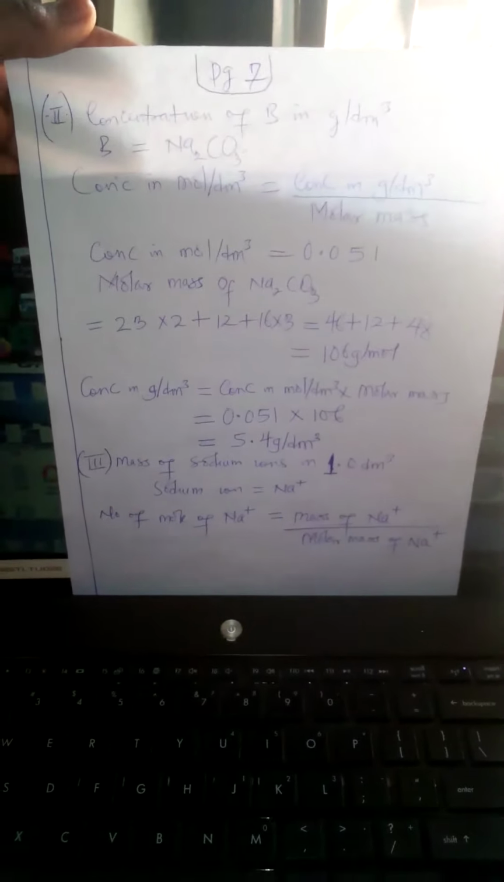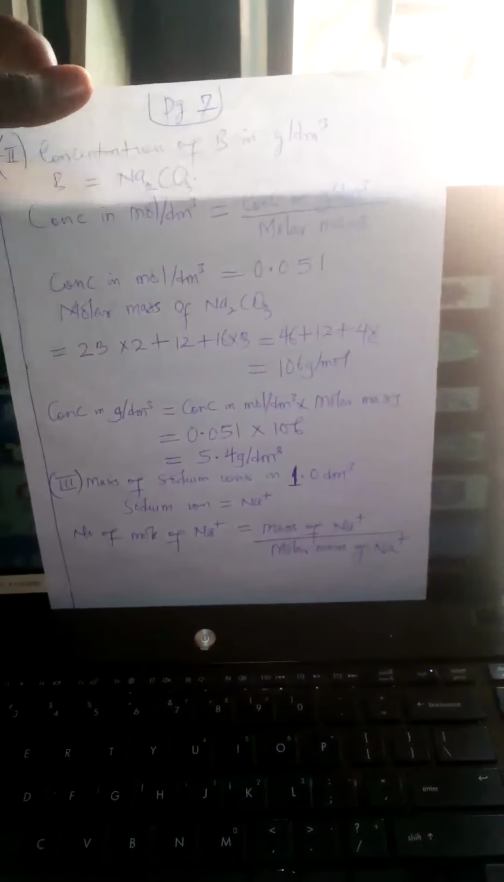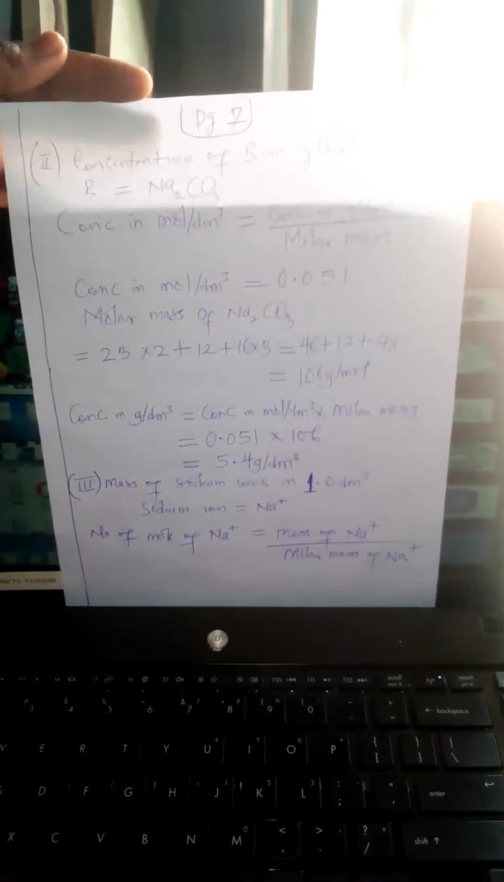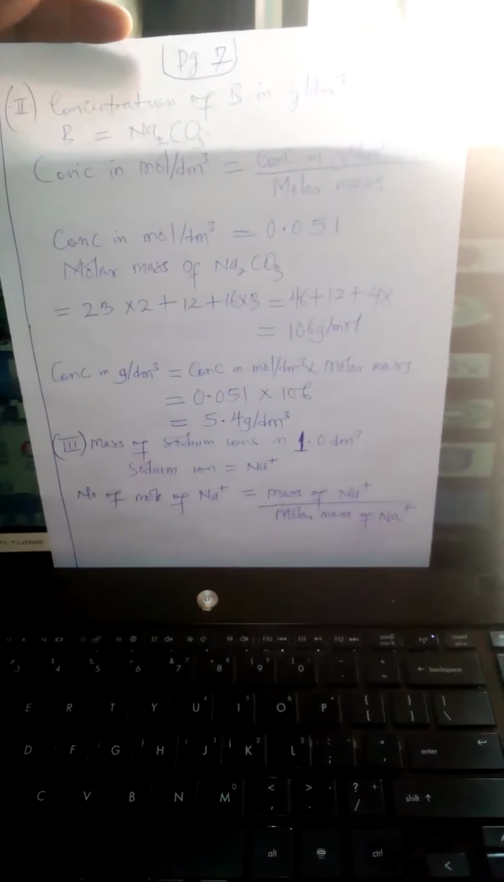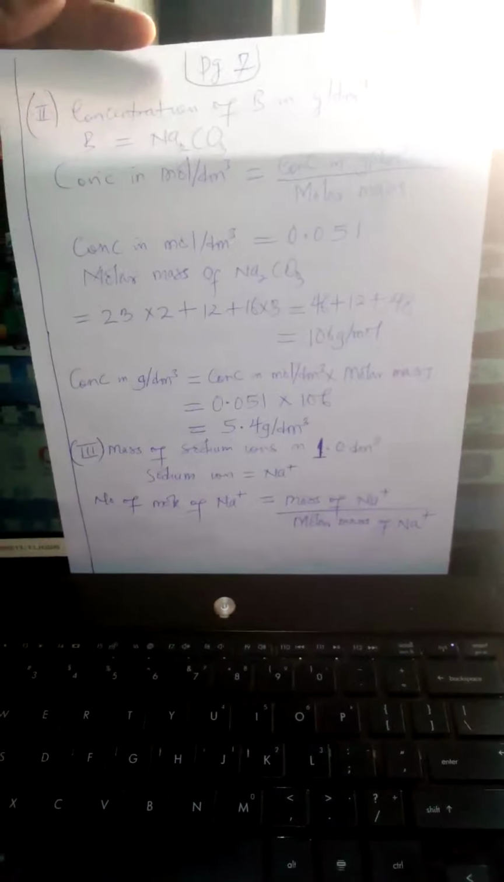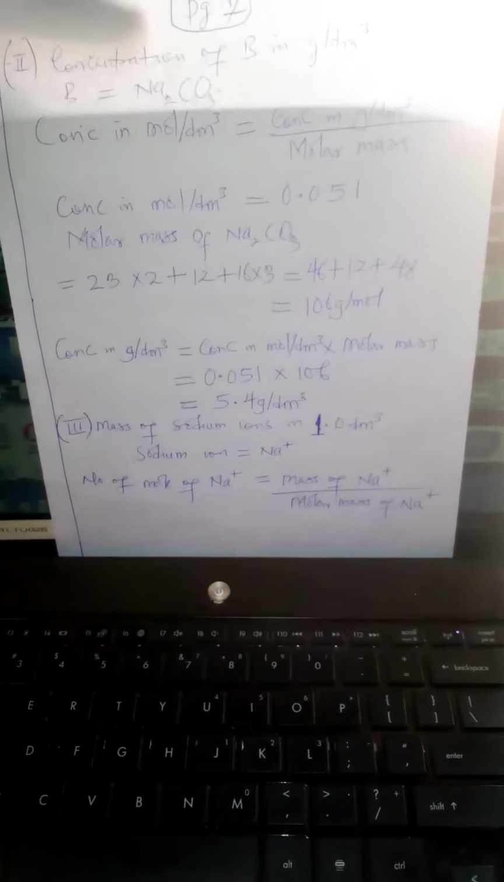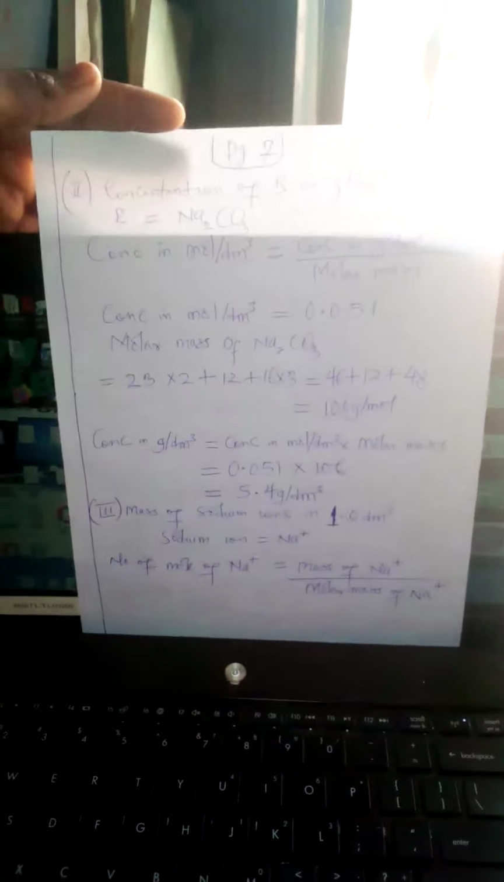Yes. So make sure you are mindful of your units, and there are some formulas you have to know offhand. Concentration in mole per dm cube is equal to concentration in gram per dm cube over molar mass. And make sure you put units. The unit of molar mass is gram per mole. It can make you lose mark. So make sure you put the unit. I believe it is clear here.